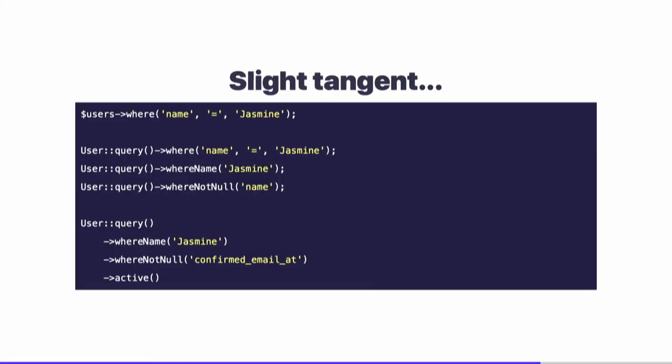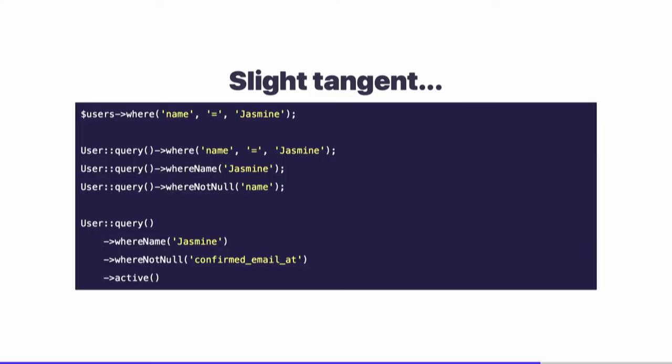I feel like it creates a much more consistent API because on the collection, we've got where, say, name is equal to Jasmine. Then on the database query, we can also do where name is equal to Jasmine. Then we might have an explicit scope on our model, where name, or alternatively, we don't, and we actually use Laravel's dynamic where, so it'll do that first line by just calling where name, and we don't have to do any work.